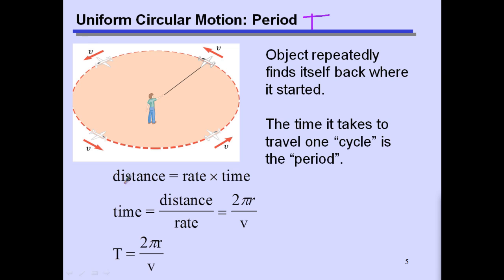And if you remember, distance equals rate times time, or speed times time, or velocity times time. So we solve that for time. You get time equals distance over rate. Now the distance is 2 pi r, which is the circumference of a circle, which makes sense because our distance is one full circle, divided by our velocity. Since we're talking about time as one revolution, we use our big T, our period.